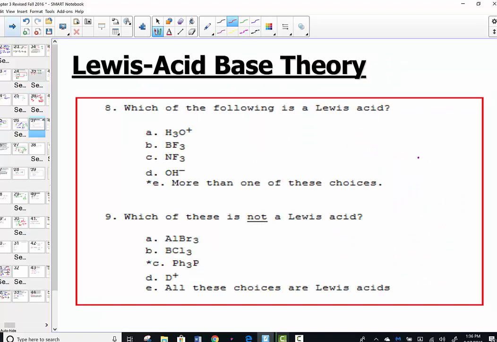Which of the following is a Lewis acid? So electron deficient. I want you to notice that hydronium, H3O+, has an extra proton on it, doesn't it? And if it's going to be a Lewis acid, it's going to be a Bronsted-Lowry acid, it's going to be an Arrhenius acid. This extra proton makes a great ability to transfer that electron set that's being transferred.